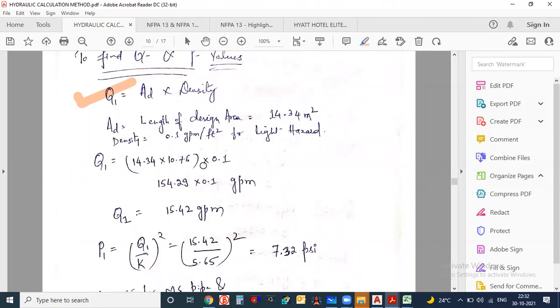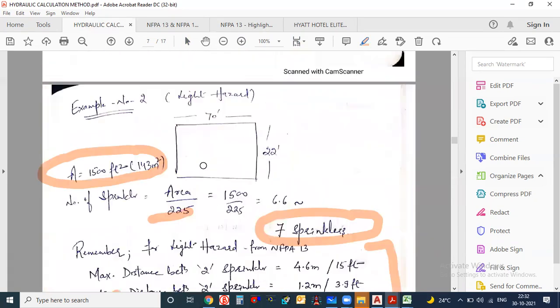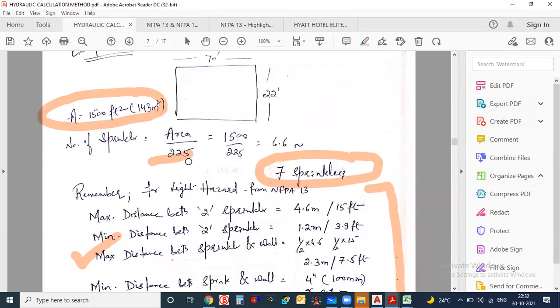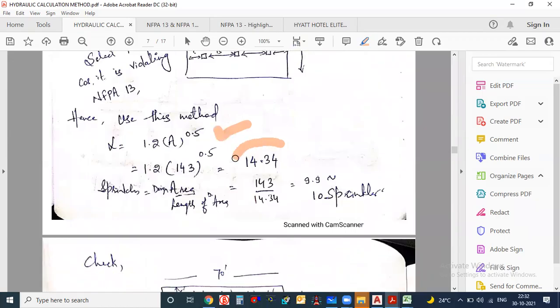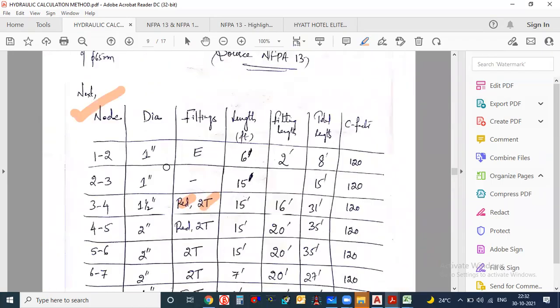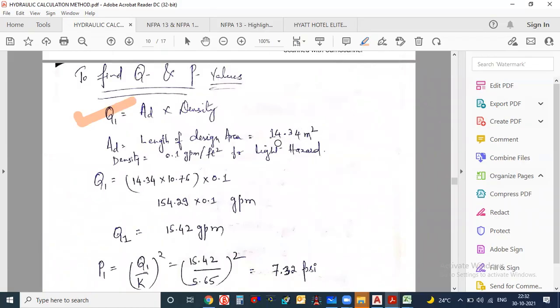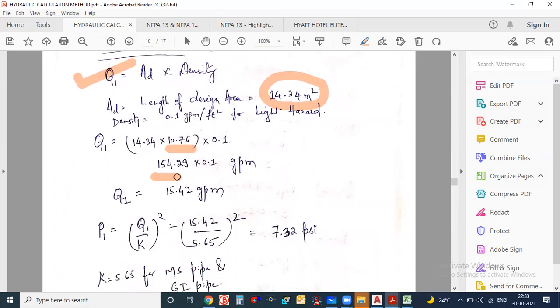Length of design area. Let us come back to the example once again. In our example, we calculated this value, 14.34 square meter. So this value I am going to multiply here, 14.34. But this value is given in square meter, so I am going to convert this into square feet. 14.34 into 10.76 into density 0.1 GPM per square feet. So I got the value as 15.42 GPM.